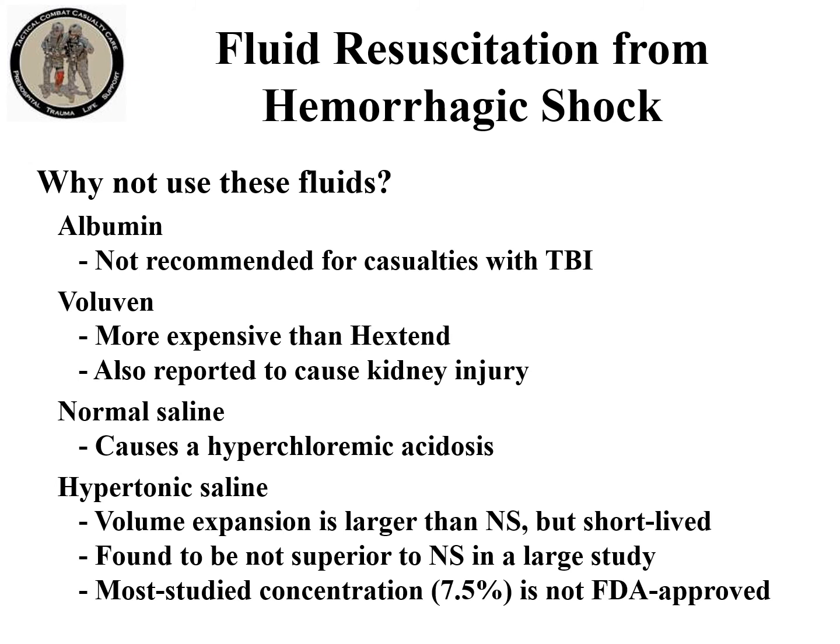Why not use these fluids? Albumin is a colloid derived from human plasma that has been used to resuscitate individuals in hemorrhagic and other types of shock. But patients resuscitated with albumin have a higher mortality rate than those resuscitated with saline. Voluven is a synthetic colloid.